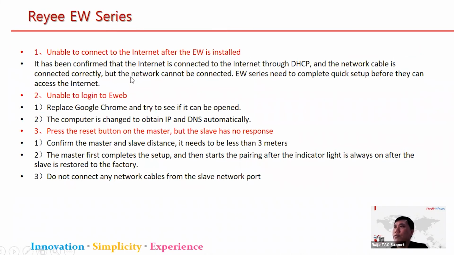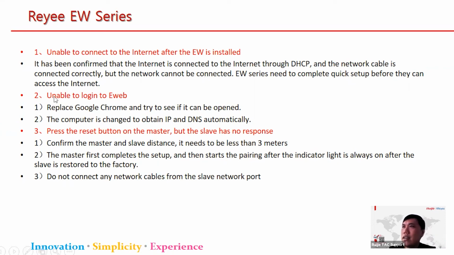Okay, now we go to this troubleshooting step. Sometimes with the EW series, there are scenarios where the internet is shown as connected and the network cable is connected correctly, but the network cannot be reached. The EW series needs to complete the quick setup before it can access the internet. That means you have not completed the setup yet. That is one of the problems that causes you to have no internet.